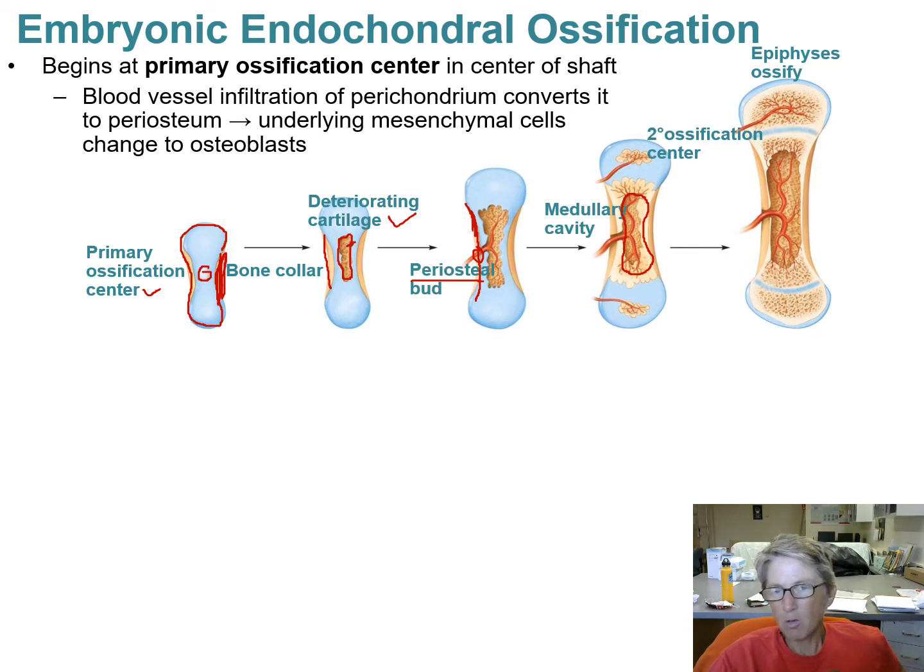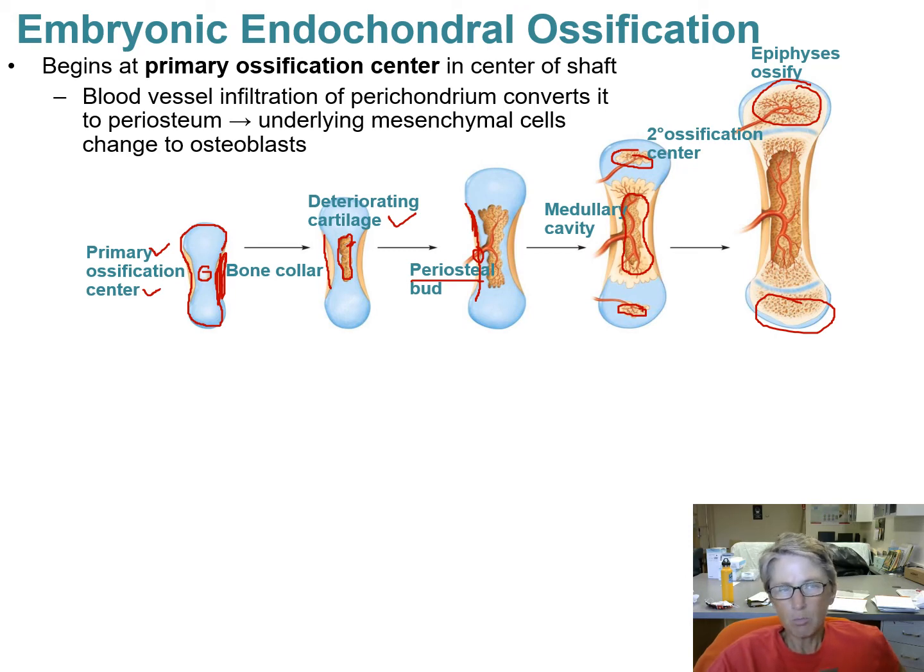And then in addition to a primary ossification center, you'll form these secondary ossification centers at the epiphysis. And then it shows here finally the epiphyses. So this is an epiphysis, this is an epiphysis. The epiphyses will ossify.